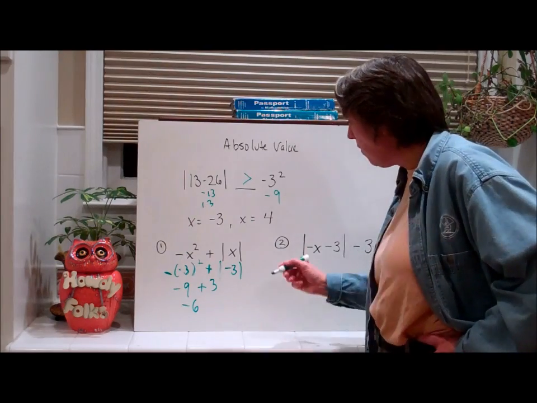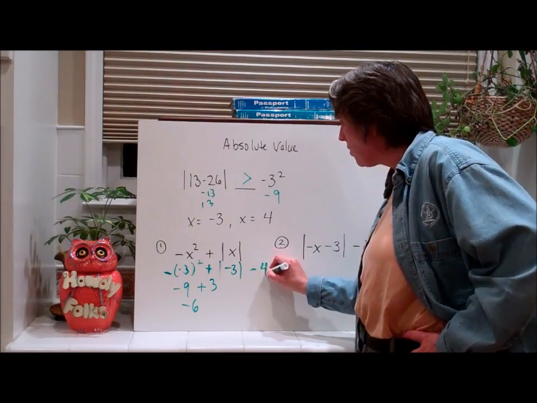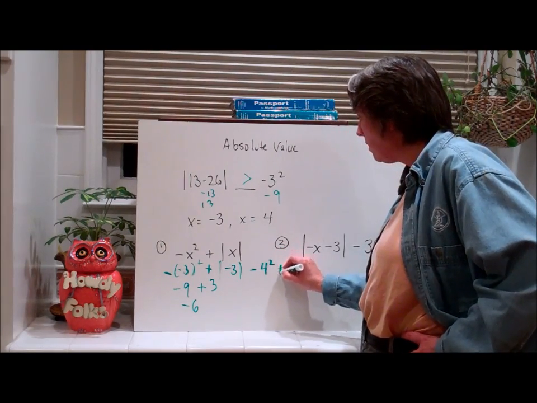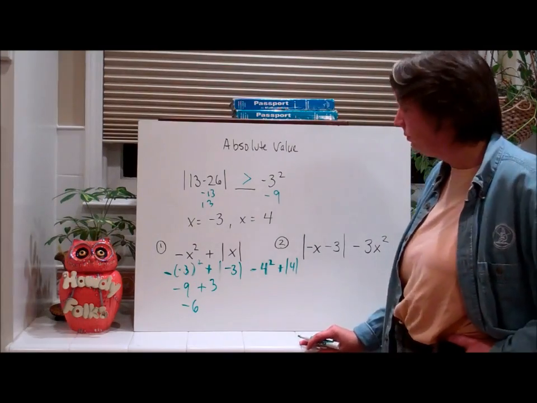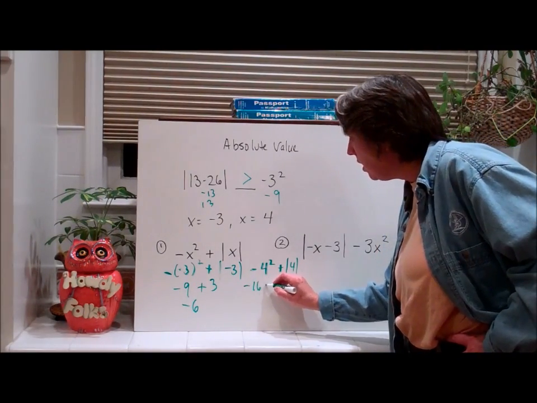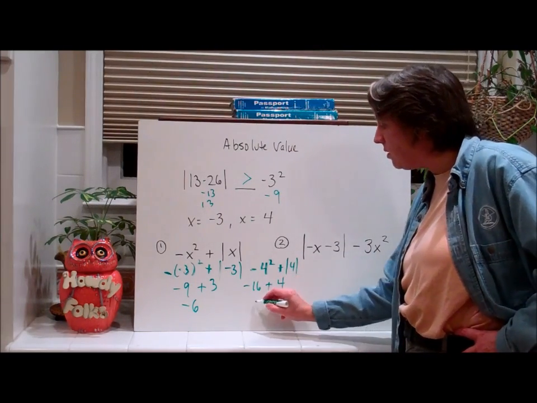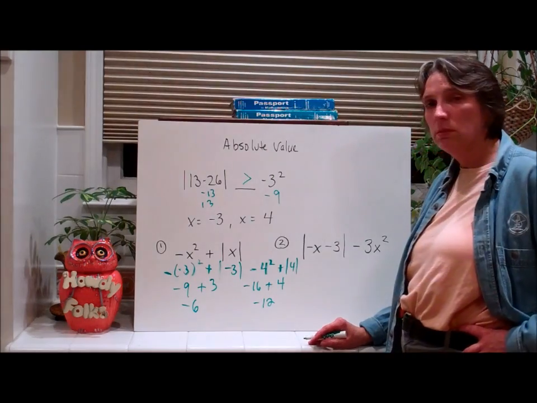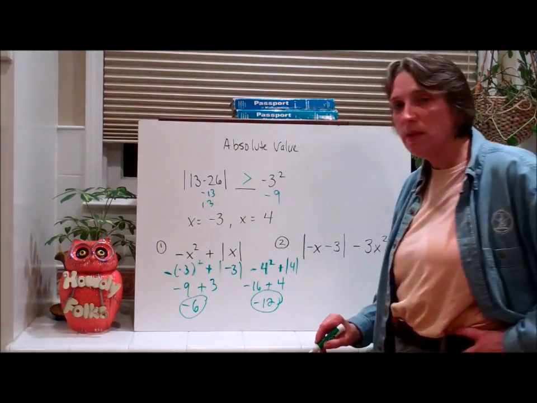When x equals 4, we have the opposite of 4 squared plus the absolute value of 4. Getting kind of crowded here. So we have the opposite of 4 squared, which is negative 16, plus the absolute value of 4, which is 4. Negative 16 plus 4 is negative 12. So far so good. Circle your answers so I can find them on the test.